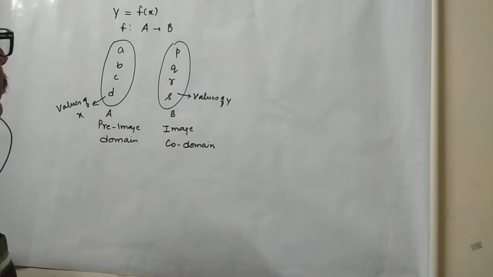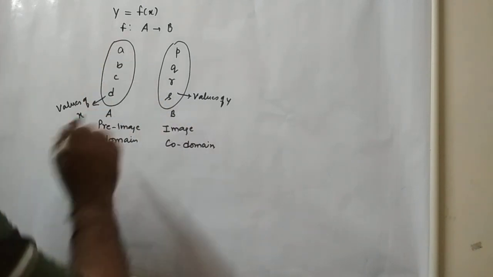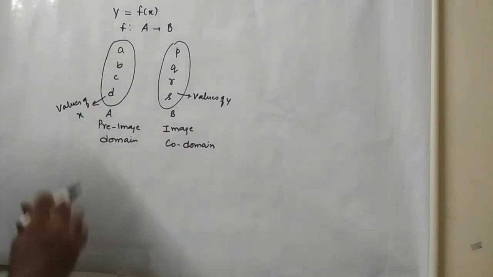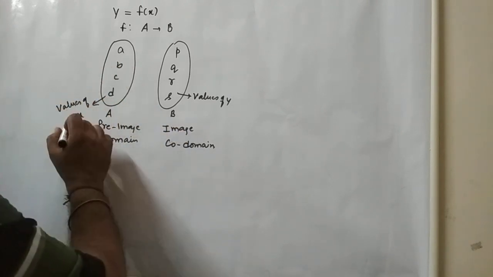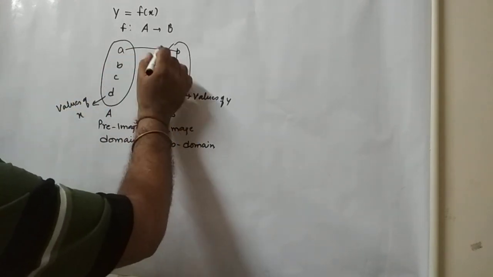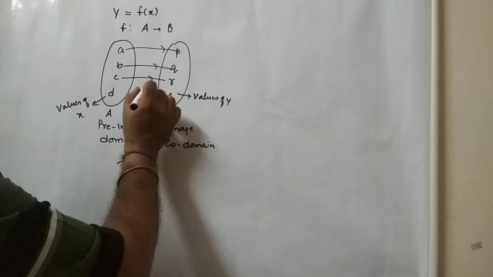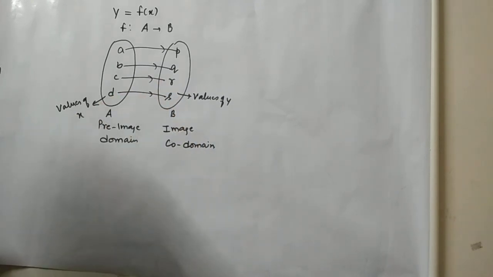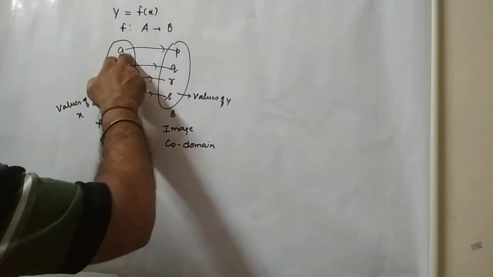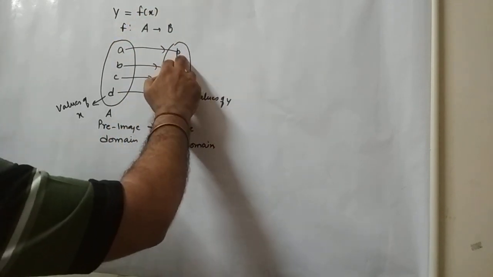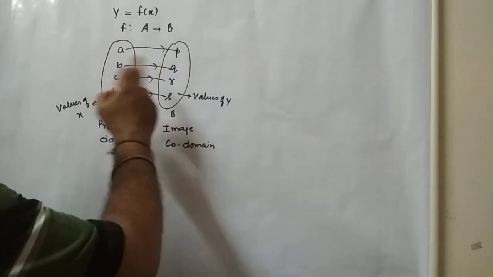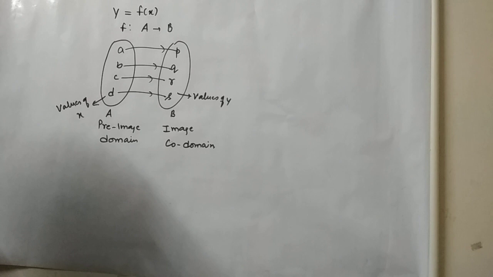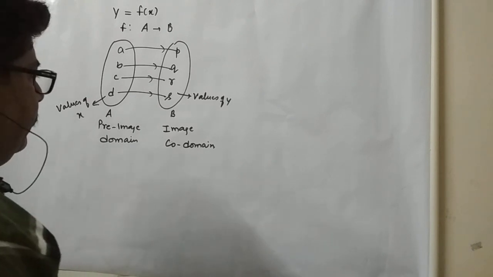Now, there is a correspondence between elements of set A and set B, that means values of X and values of Y, like this. This correspondence means when we put x is equal to a here, we get the value of y as p. For b we get q, for c we get r, and for d we get s.